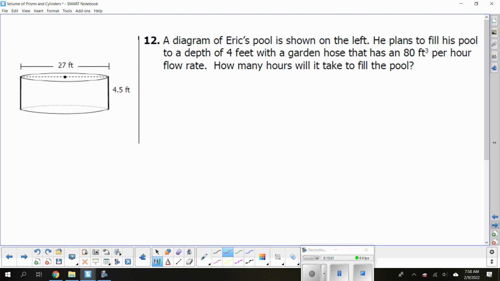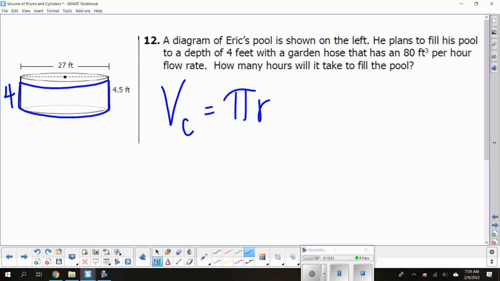So basically, I need to find the volume, but what's changing is I'm only filling my water level to 4 feet instead of the 4.5 feet that they gave me for the pool. So I'm not filling all the way up. So my height is actually going to be 4 instead of that 4.5. So go ahead and find the volume of your cylinder. Remember, it's pi radius squared times height. So keep in mind, you need your radius. Keep in mind that your height is only going to be 4. Go ahead and answer that when you are asked to.